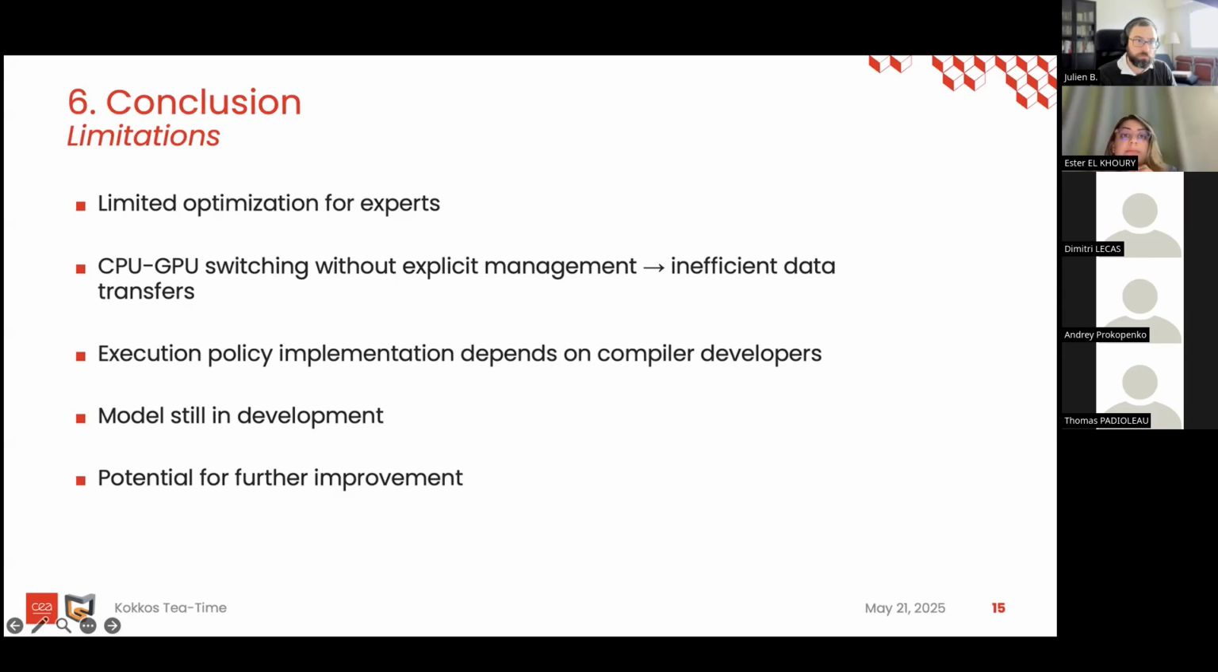cases. Another point is that the execution policies are tightly coupled with compiler support, meaning that the implementation and behavior may vary depending on the compiler. In addition to that, the model is still under development, so some features are not fully mature yet. That being said, there's a clear potential for further improvement, both in terms of optimization and broader hardware support.